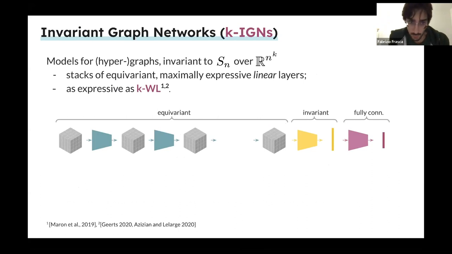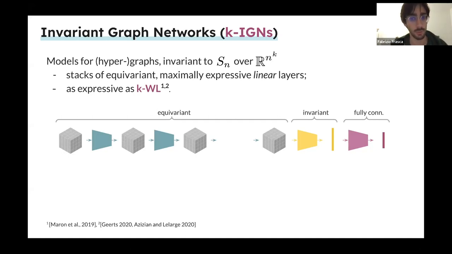Invariant graph networks are models that were introduced in 2019, originally with the idea of having principled models to process hypergraphs. These models are in general invariant to Sn, this symmetric group acting over R^(n^k), so these higher order tensors, and they are built by stacking equivariant maximally expressive linear layers, where equivariant means equivariant to this symmetry group.